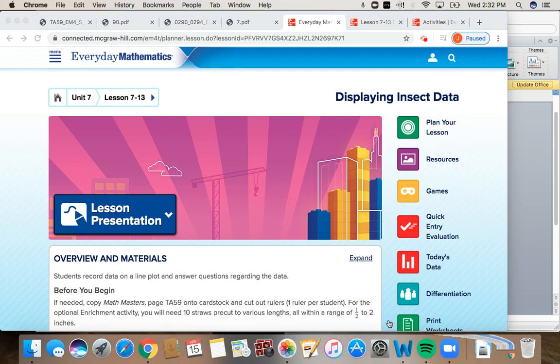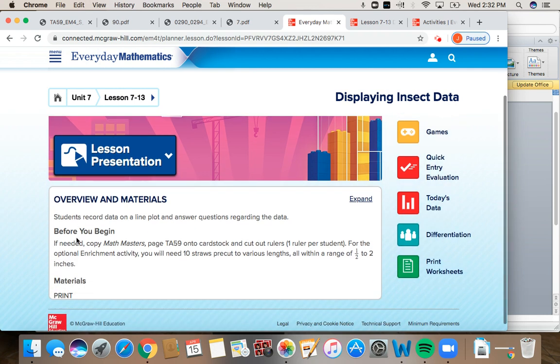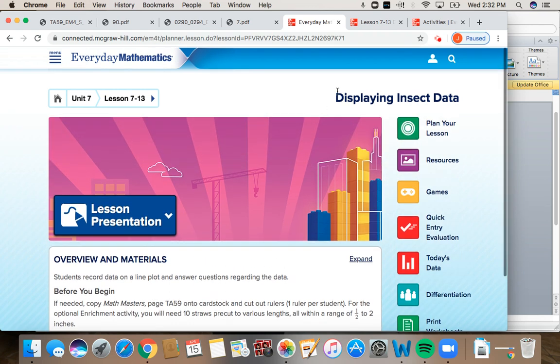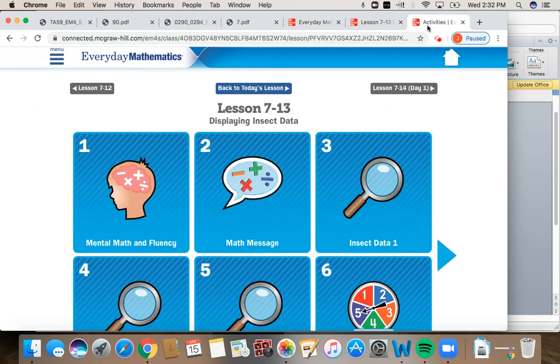Hi everyone. Today we're going to be doing lesson 713, which is displaying insect data. The objective today is to record data on a line plot and answer questions regarding the data. So I'm going to go ahead and click on your screen.